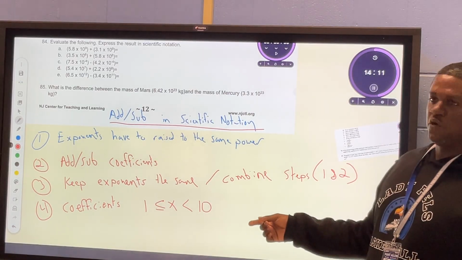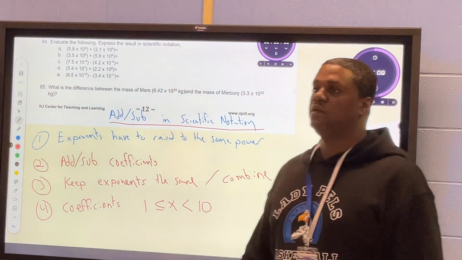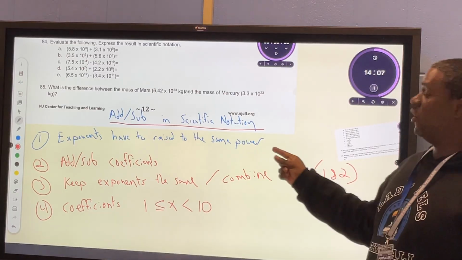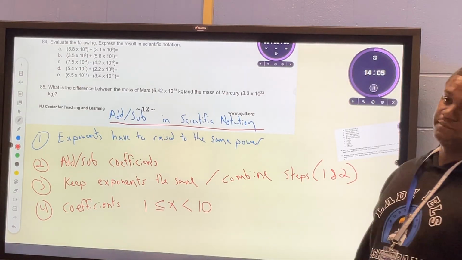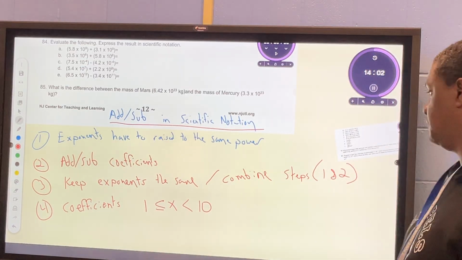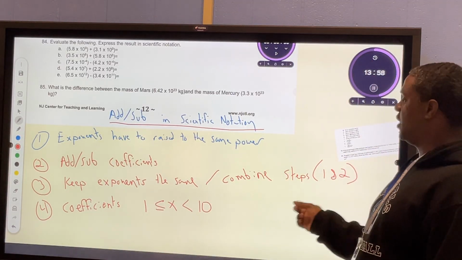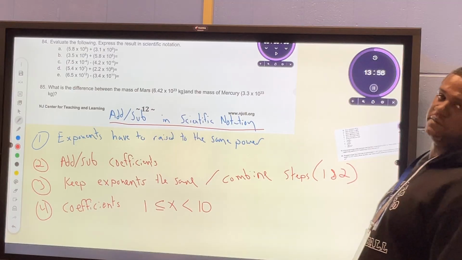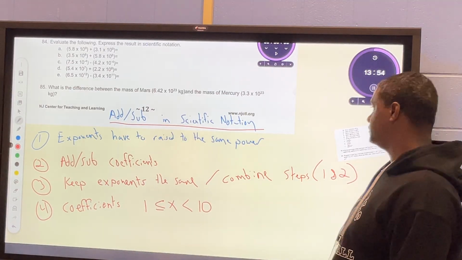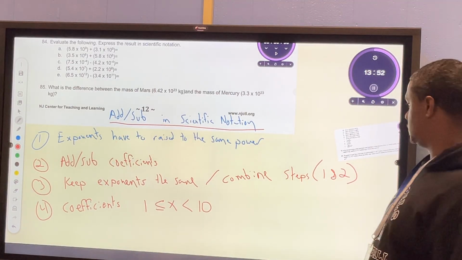you have to ensure that the coefficient is greater than or equal to 1 and less than 10. So it has to be greater than or equal to 1 and less than 10.